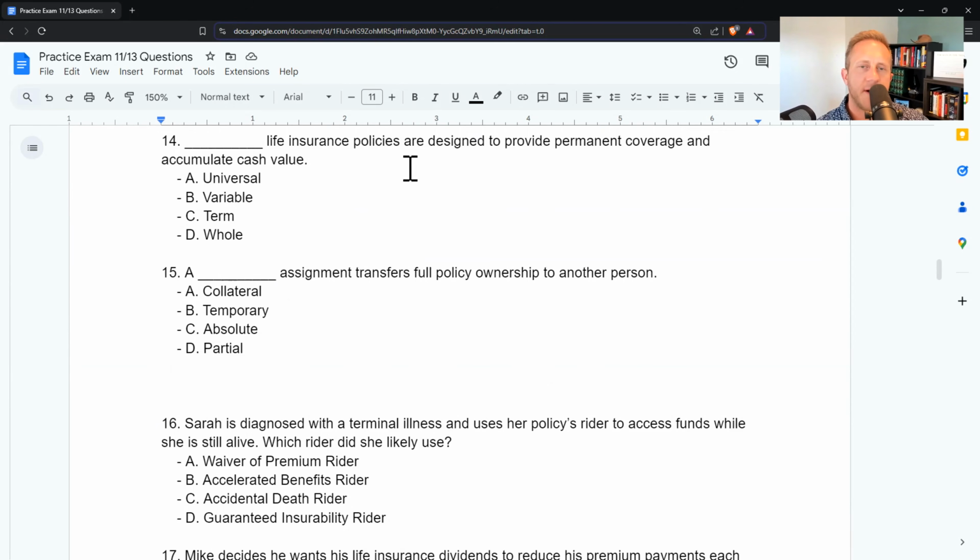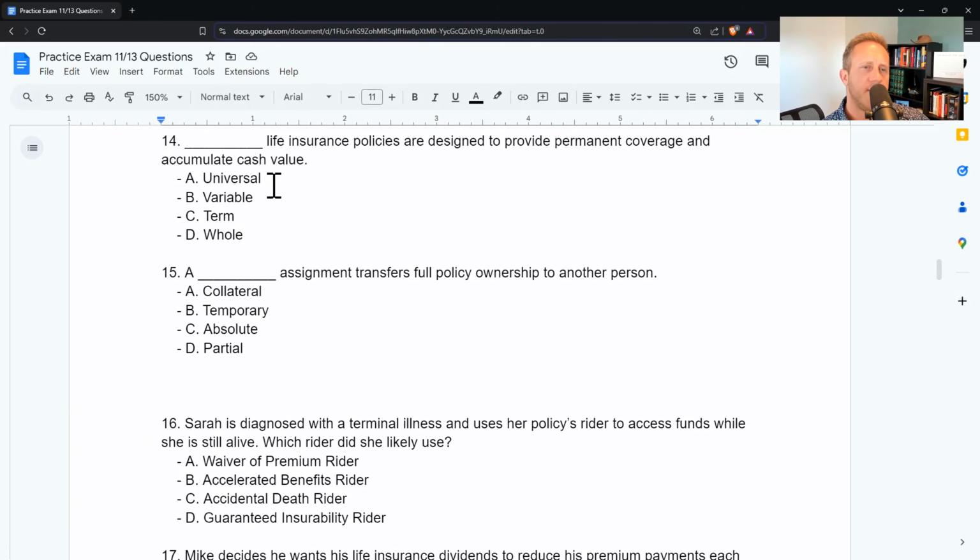Blank life insurance policies are designed to provide permanent coverage and accumulate cash value. Well, universal life is a combination of term and permanent, but it's not technically fully permanent. So that's not the answer. Variable life, it could be universal or whole life, so that's not totally the correct answer. Term does not accumulate cash value. The right answer would be whole life. So whole life policies primarily are designed to provide permanent coverage and accumulate cash value.